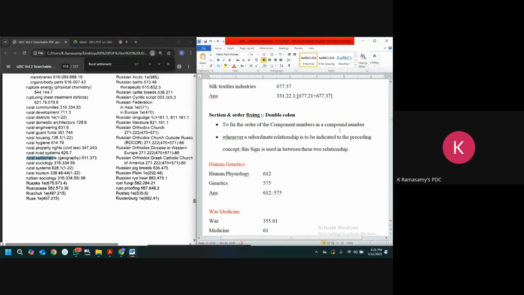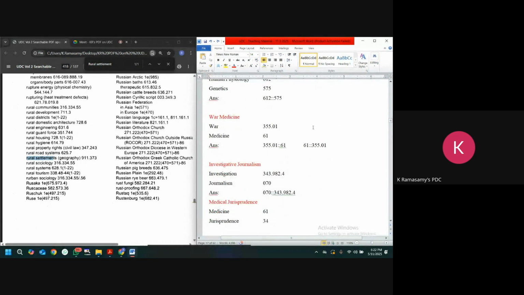you want to fix the order. You want to say that only this number should be written as the first number and only this number should be written as the second number. Reversing is not possible and should not be done. If you feel it, you can go for double colon. Double colon fixes the order between two subjects so that these two numbers cannot be interchanged. Am I clear? Yes.